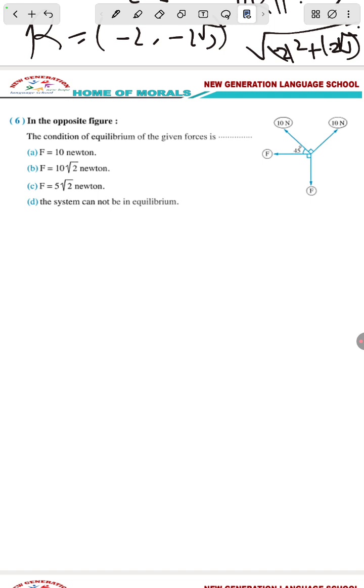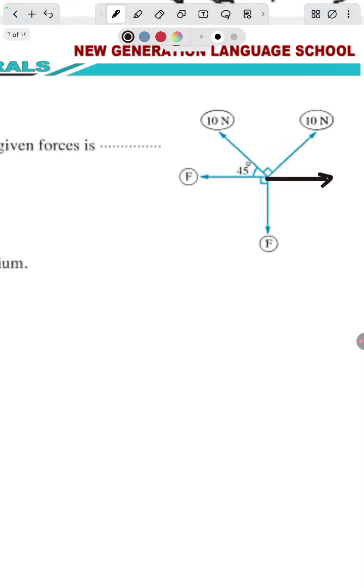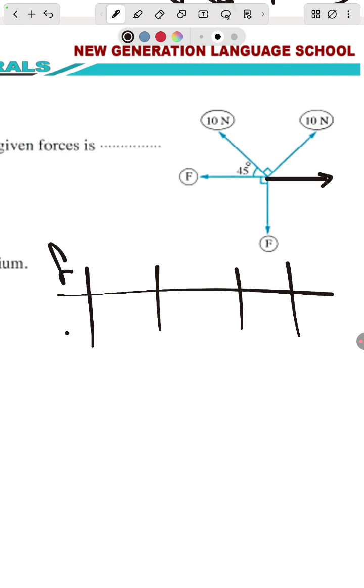Another one. The condition of equilibrium of given forces is what? Okay, we can make a table, but firstly we can draw a horizontal line to get the theta correctly. Okay, so we can make a table. Here F and here theta. The forces are: first force 10 and second force 10 and third F and fourth F.